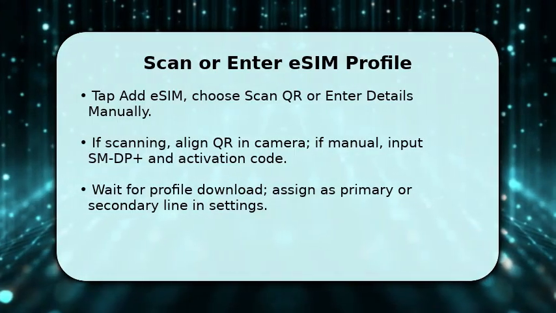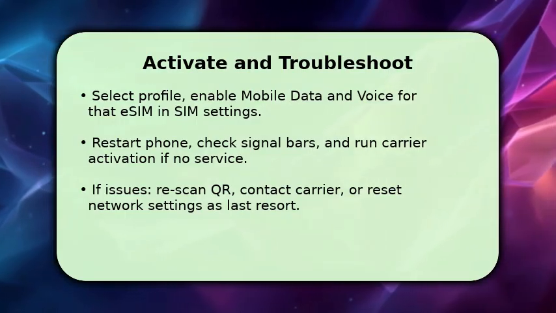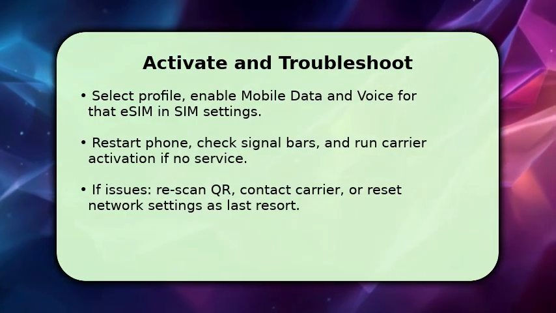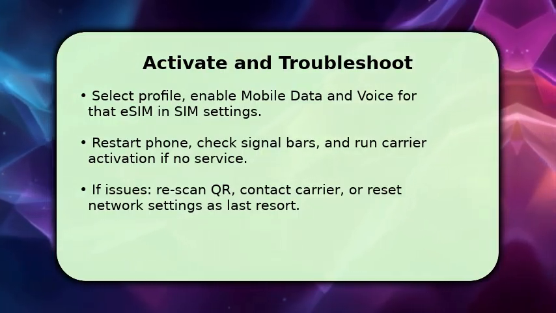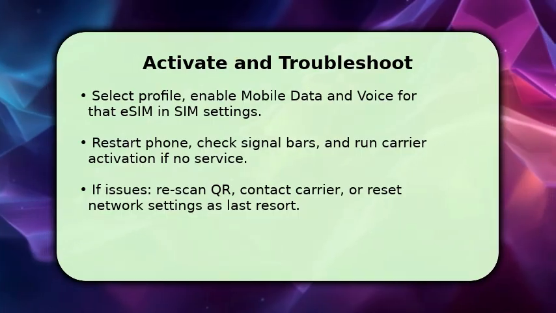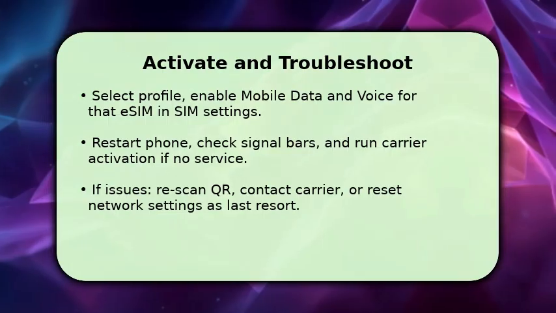Finally, activate and verify the eSIM. Open SIM settings, enable mobile data and voice for the new eSIM, and set data roaming rules if needed. Once enabled, restart your Redmi Note 13 to let the network register. Check signal bars and try a test call or data page load.